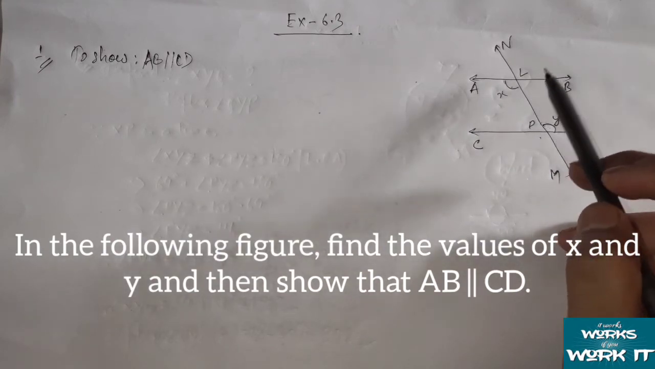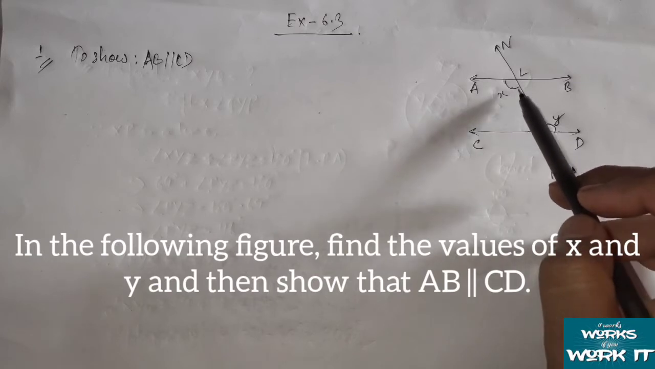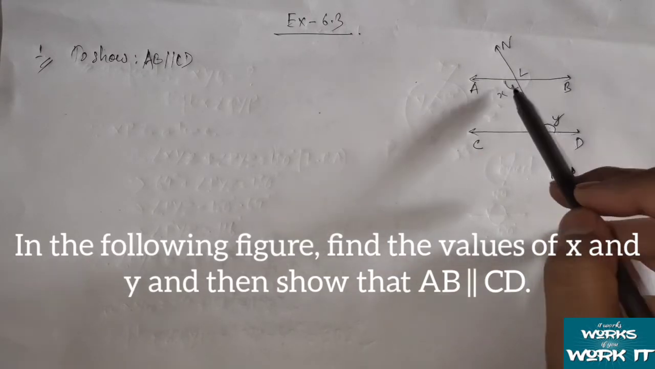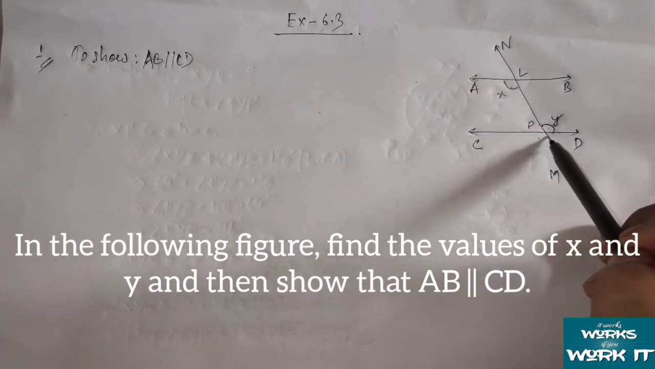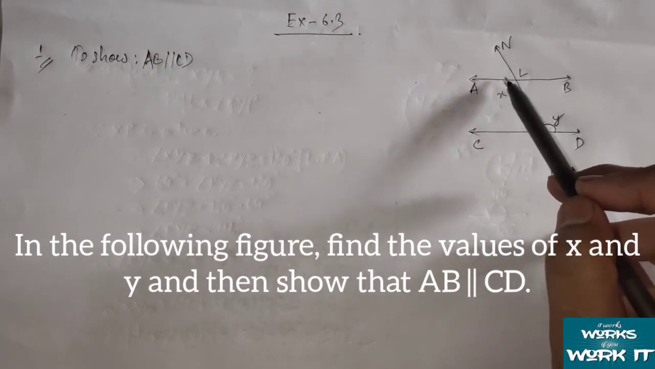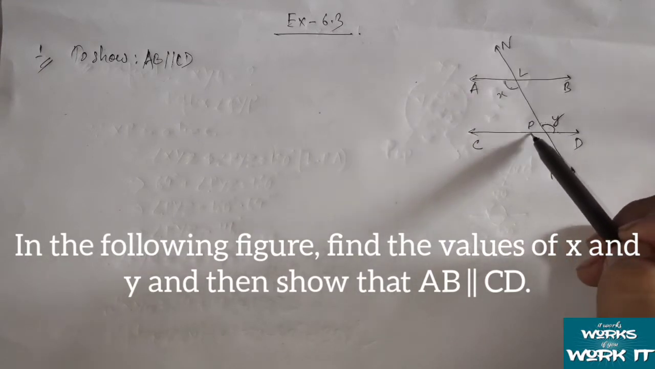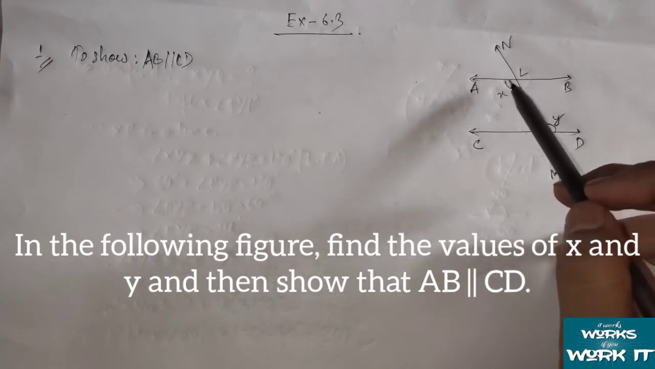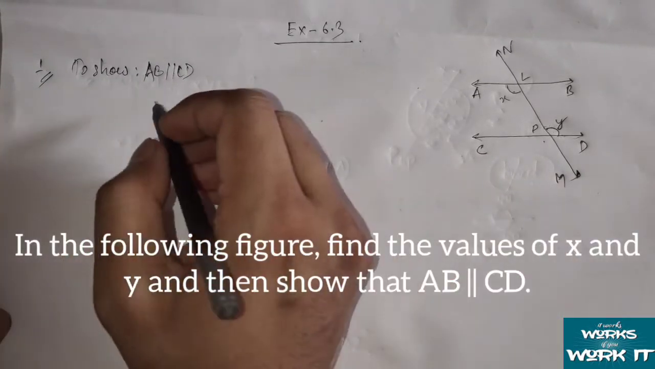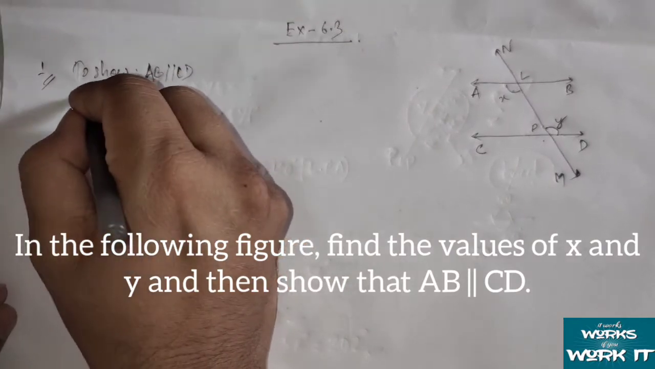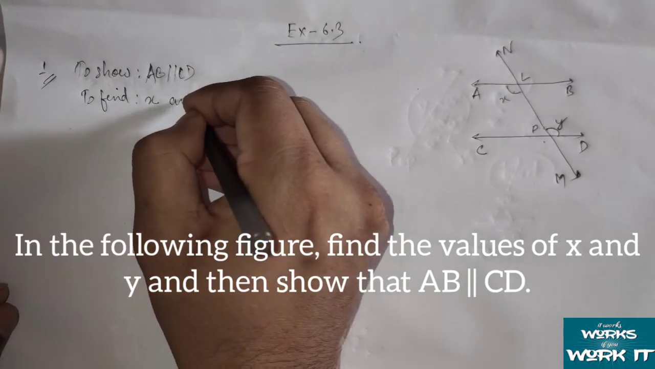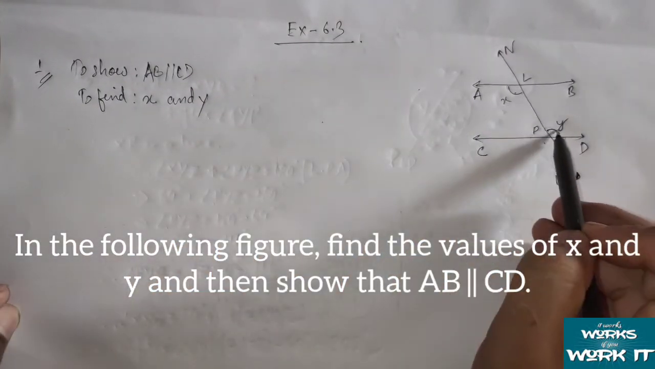So if it is not given that the lines are parallel, and we find out that these two angles are equal, that means they are alternate angles, and if they are equal, then we can show that they are parallel lines. Not only in the case of alternate angles, but also in the case of corresponding angles. If I show that this angle and this angle are equal, then we can write directly that the lines are parallel. So now we also need to find out the value of x and y, angle x, this one and this one.